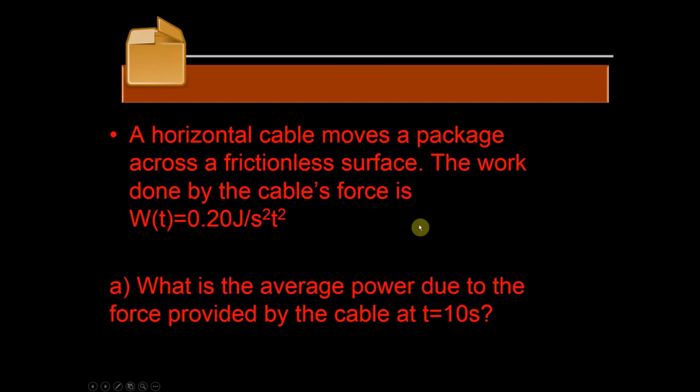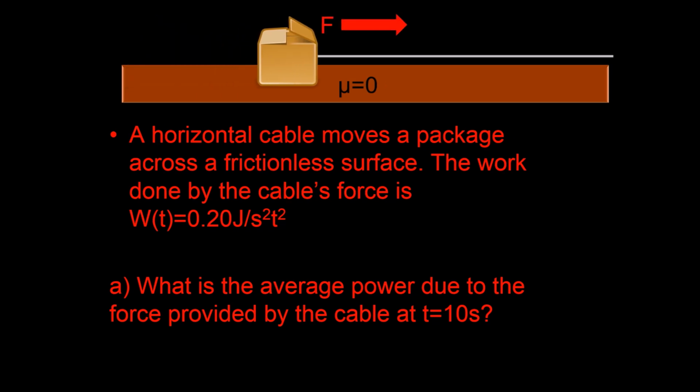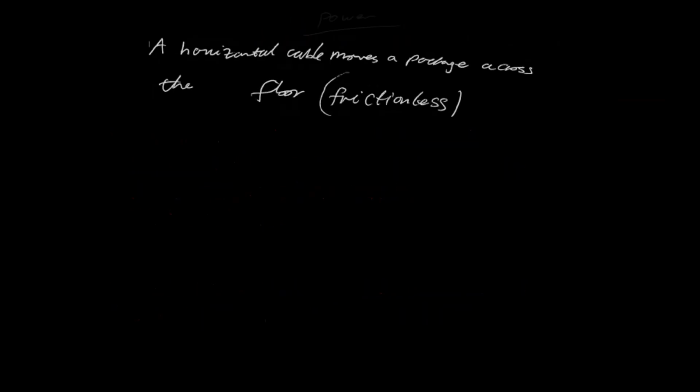What is the average power due to the force provided by the cable at t equals 10 seconds? So our mu is equal to 0, no friction, and a force is provided by the cable pulling the package along. We want the average power from what we have functioning work at 10 seconds.